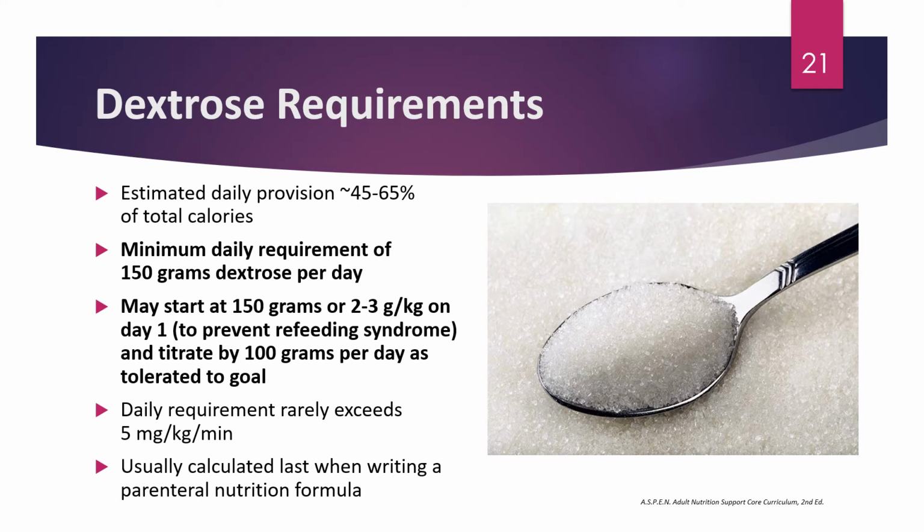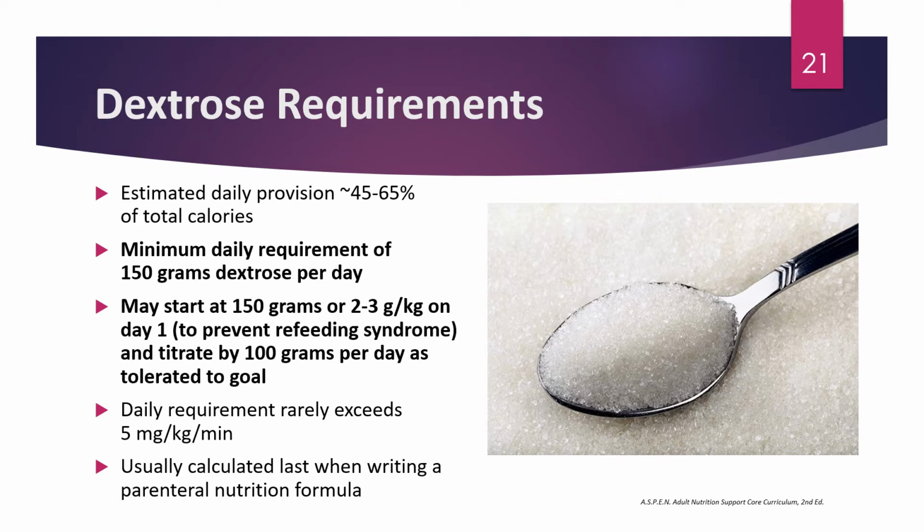In terms of dextrose requirements for PN and our total daily provision, dextrose makes up a core amount of our calorie requirements, generally 45% or more of our total calories. Whenever we are dosing PN, we want to make sure that we provide at least 150 grams of dextrose per day. We typically start PN by dosing it lower, such as 150 grams or 2 to 3 grams per kilo on day 1 of PN therapy. At this point, they might not necessarily be at their nutritional goal.